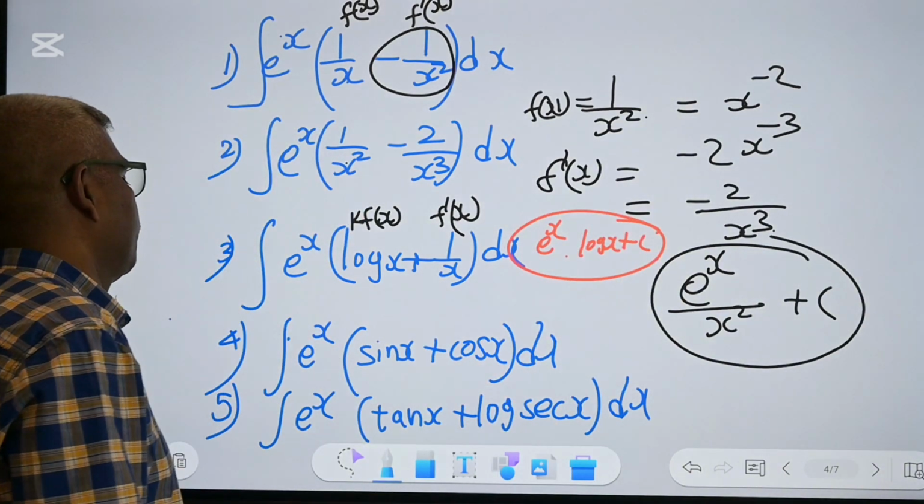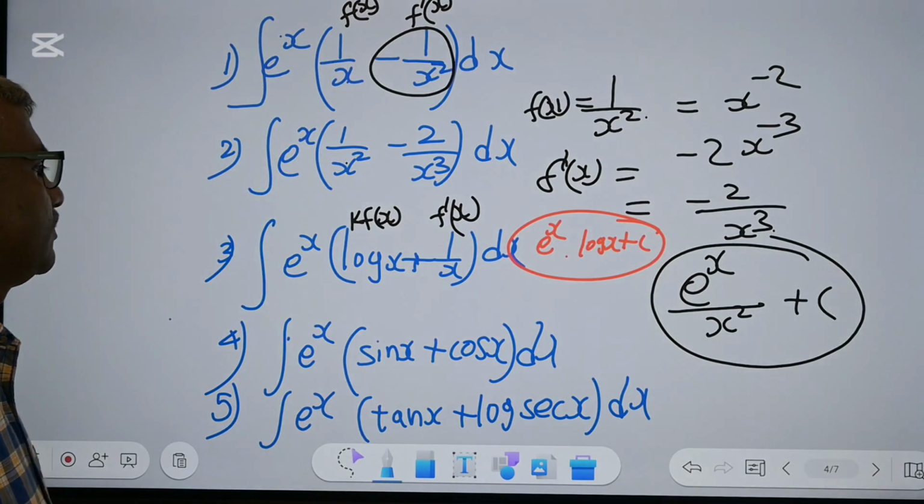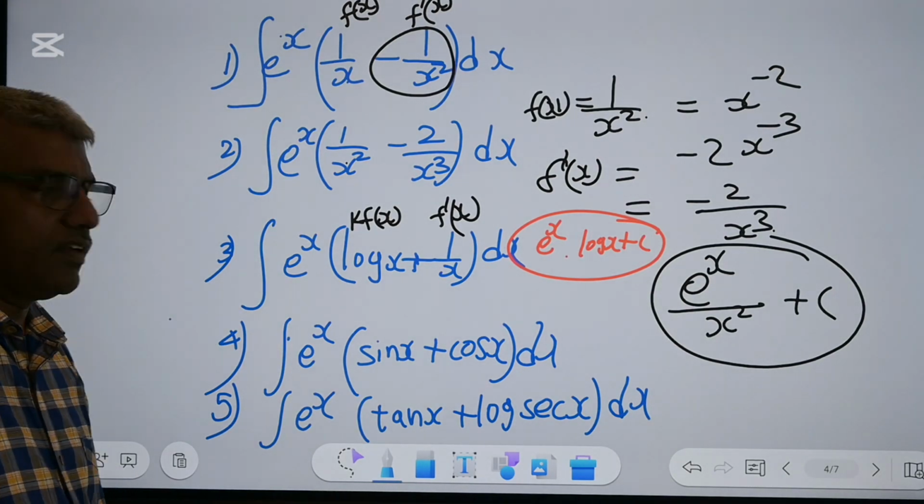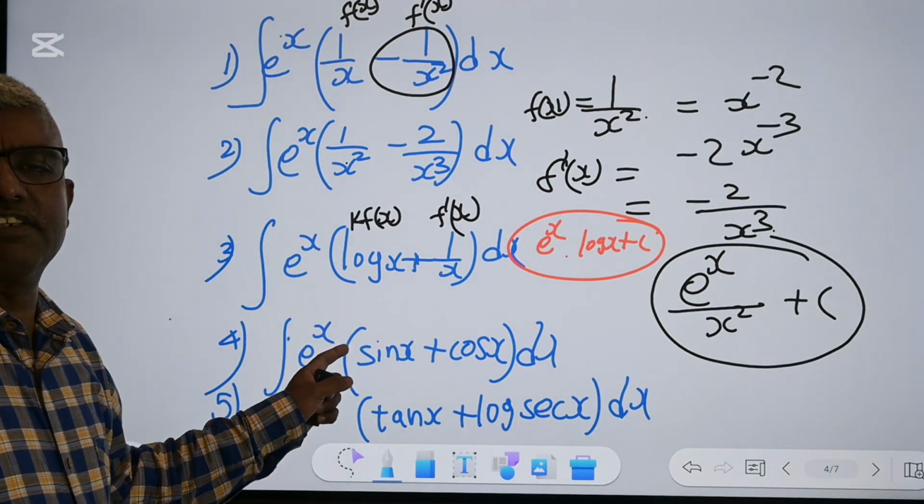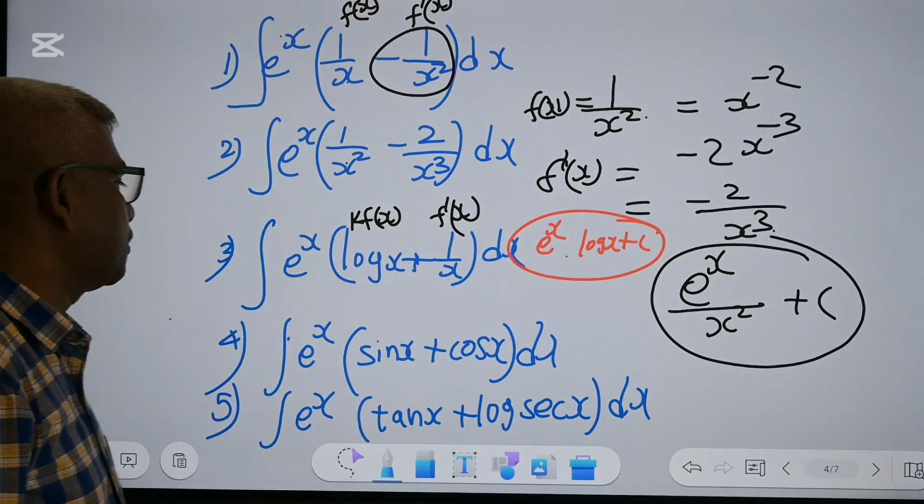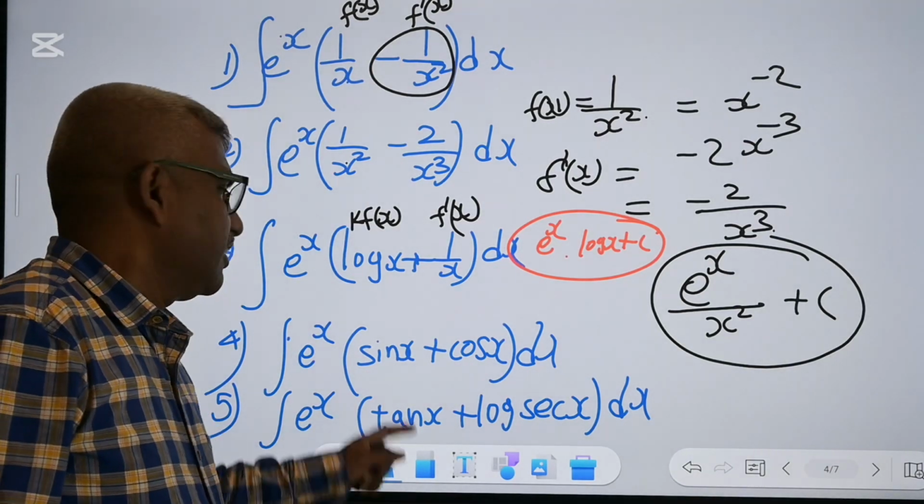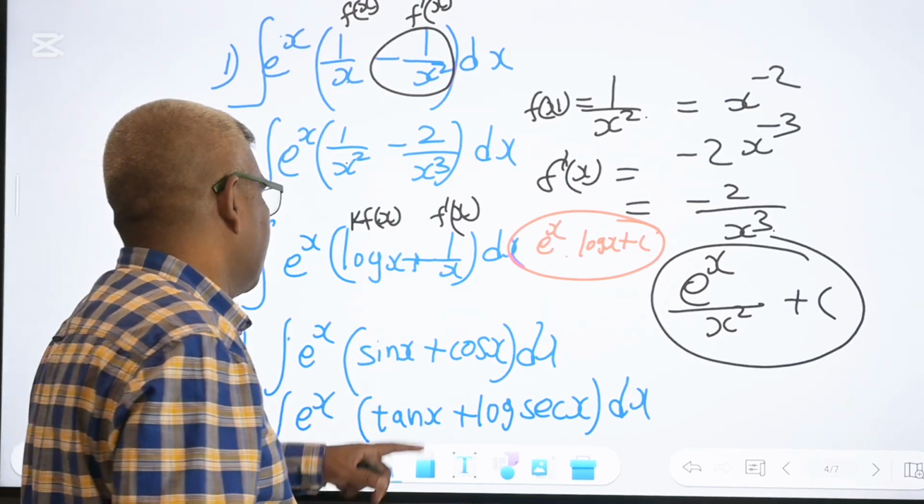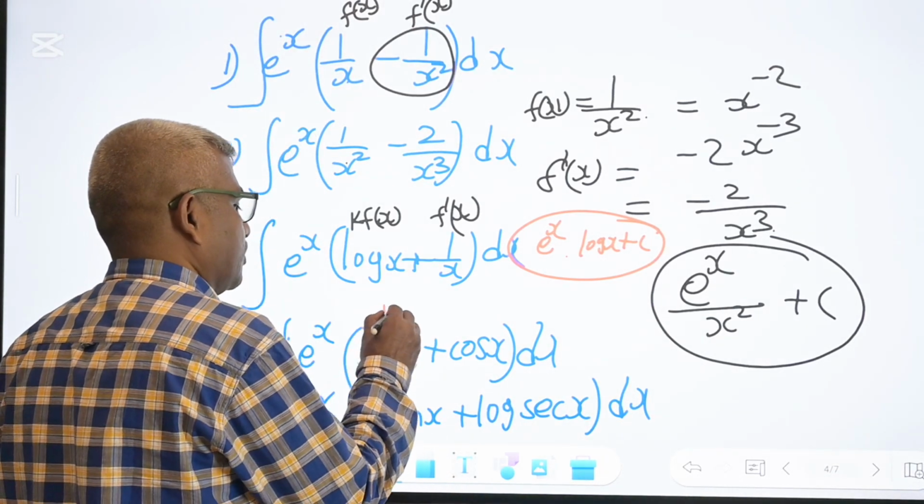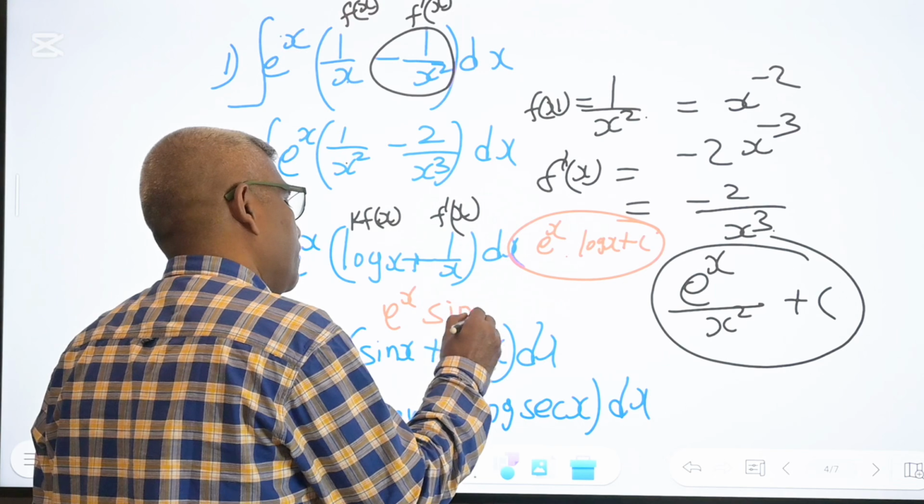Got it? Copy down. Question number 4. Integration of e power x sin x plus cos x dx. Sin x, if you differentiate, what will come? Cos x. So f of x plus f dash x. So e power x sin x plus c.